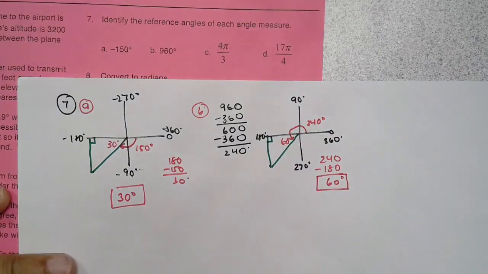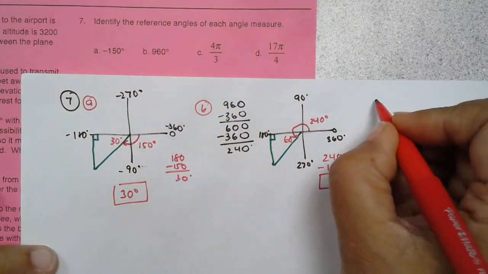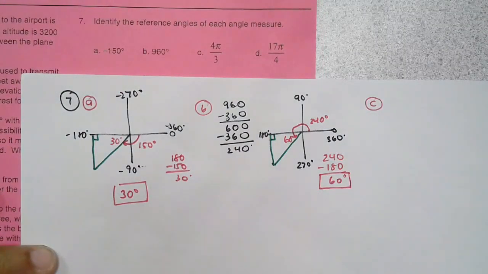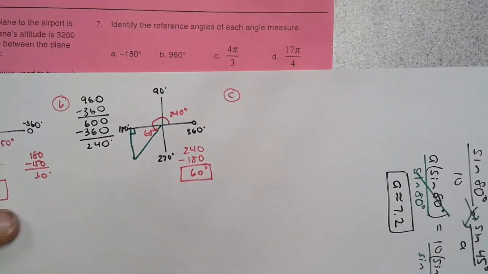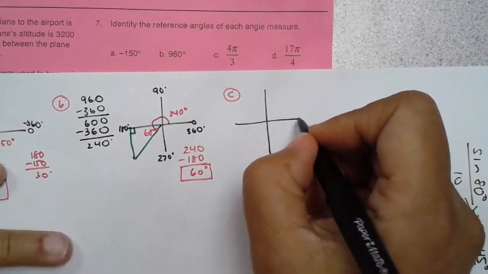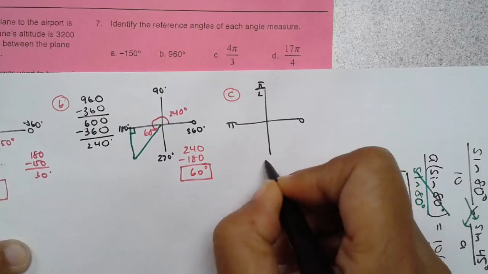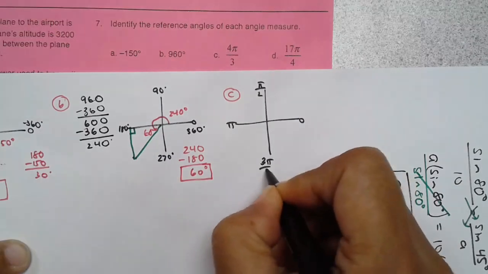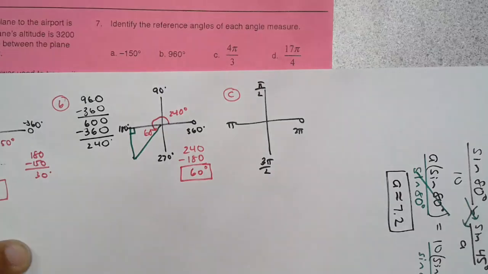All right, part C is going to be in radian measure. So part C, we're going to go ahead and draw in our axes. And then what I like to do is I always like to change this to a mixed number. Keep in mind that 2 pi goes a full circle. So, 2 pi. All right, so let's change this to a mixed number.